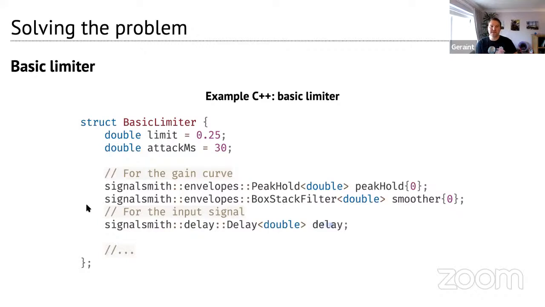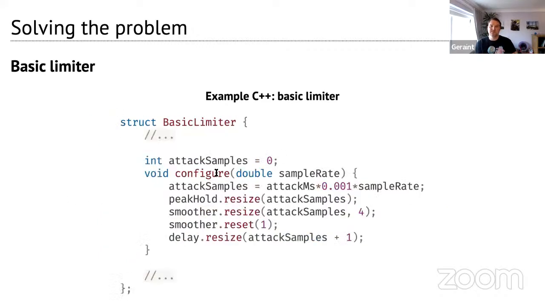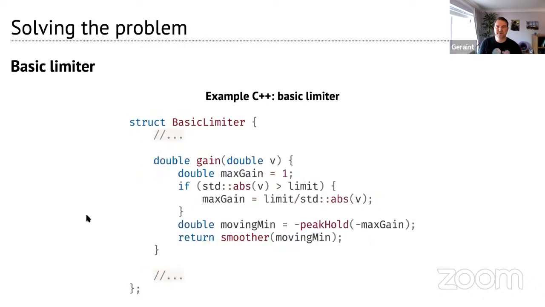And then our delay to delay the input signal. We configure with the sample rate and we convert our millisecond specifications into samples, and we pass that to the smoother and the moving minimum and the delay. And then we have our gain calculation. We have our awful clipping gain. We have our moving minimum, and then we pass it through whatever smoothing filter we have to hand. I'm using some examples from my DSP library here, but hopefully there should be similar utilities around in other frameworks.